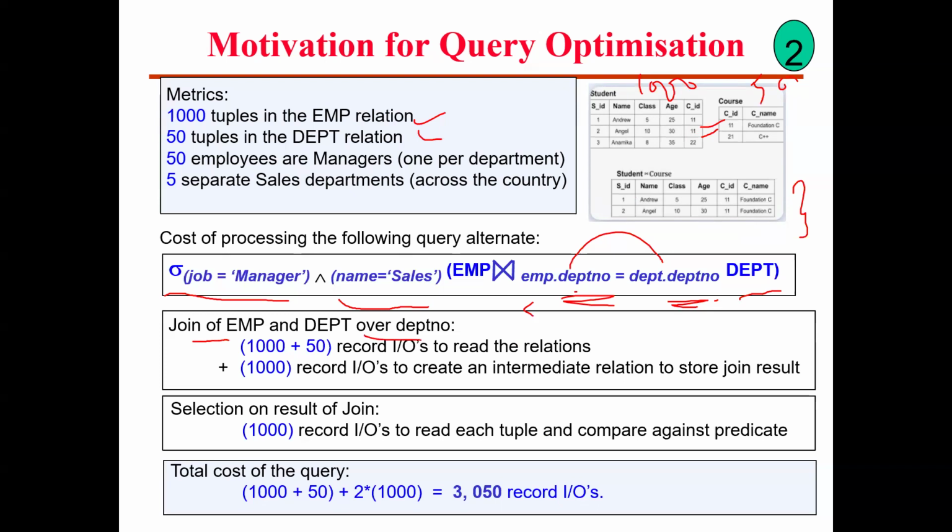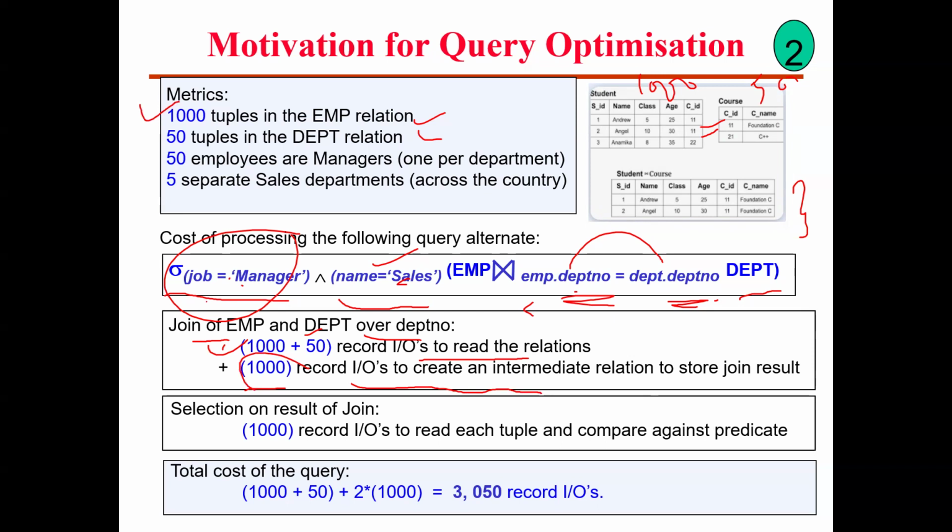Okay. So now we know that we have 1000 rows inside the employee table. It will check all 1000 records for knowing who is working as a manager in employee, and 50 from the sales. So 1000 plus 1000 plus 50 record IOs, plus 1000 record IOs to create an intermediary relation stored in the join. So maximum there will be how many intermediary relations? 1,000, because we have the employee as 1,000.